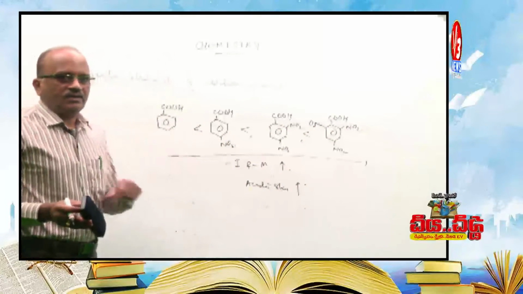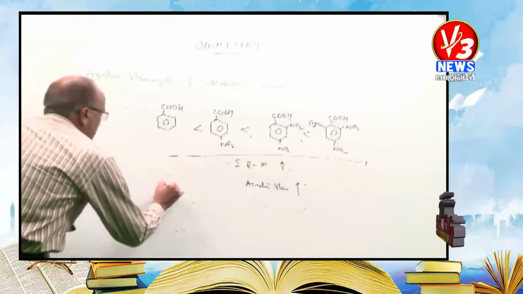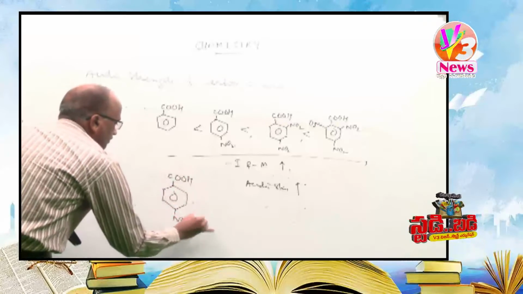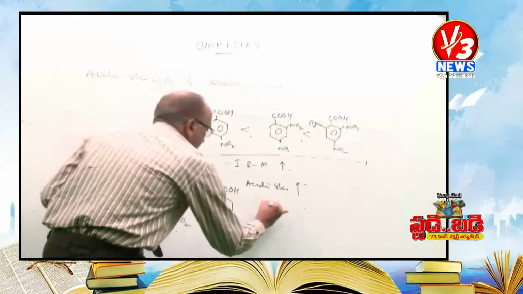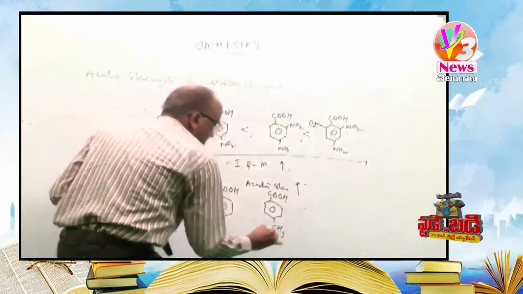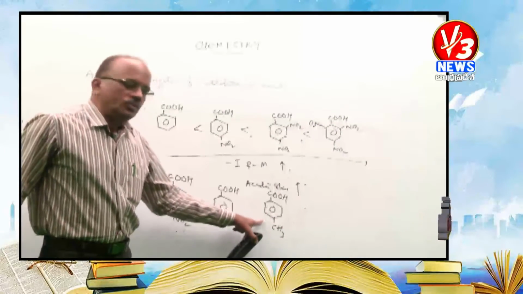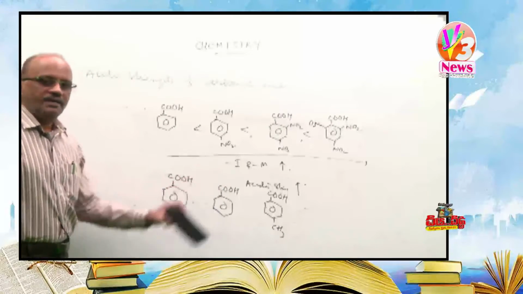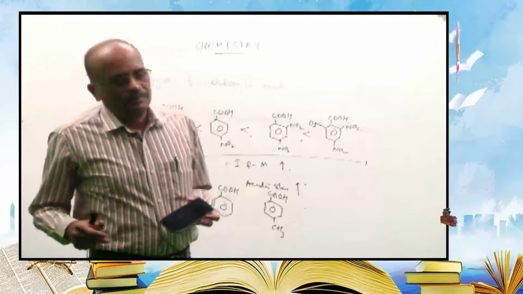Similarly, if there is an electron donating group, it decreases the acidic strength of carboxylic acids. So if you take COOH here, let NO2, COOH benzoic acid, and COOH here I am taking CH3. What is this compound? Para-toluic acid, right? Then you see what the stability order of these three is. Okay, tomorrow we will continue with some more important tips. Thank you.